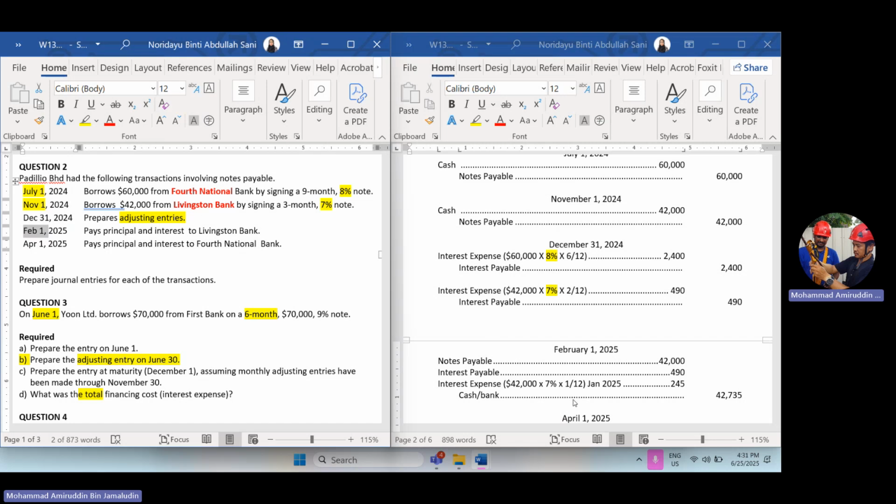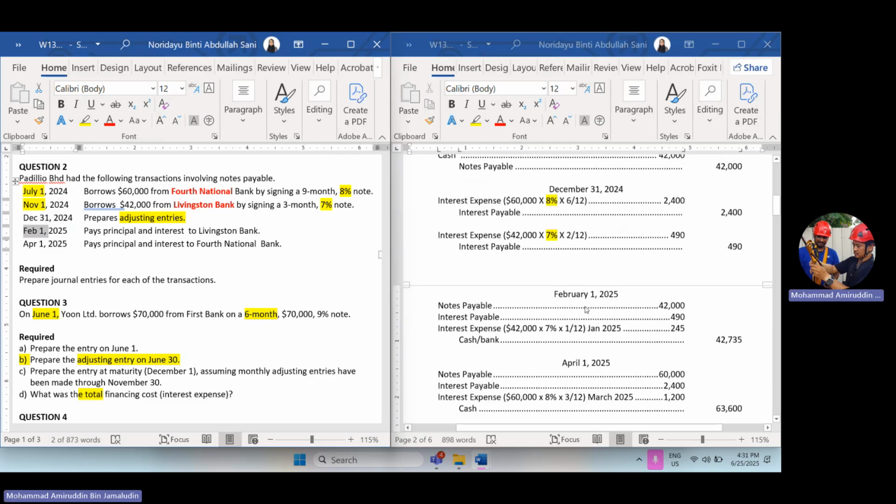Perhaps you can highlight it carefully in the exam. So I have the 2 months, sorry, here, 1 month. So 1/12, then I get 245. So now I know how much I should pay to the bank on 1st February for these notes payable. So to Livingston, we pay 42735.